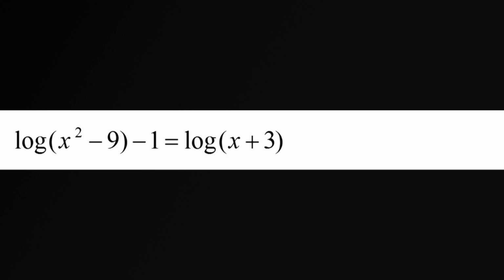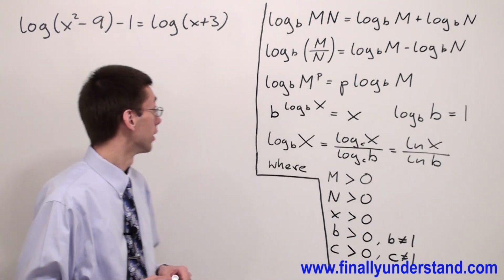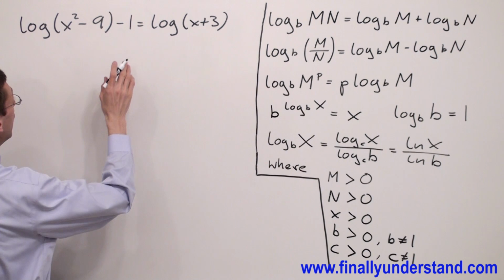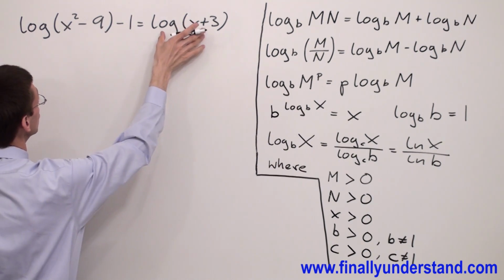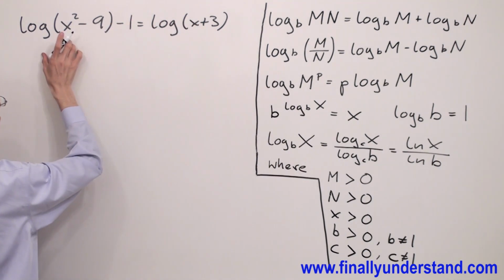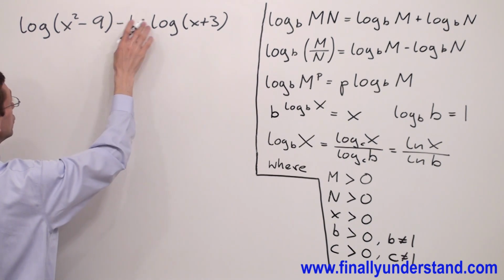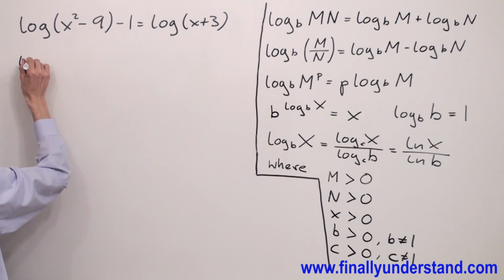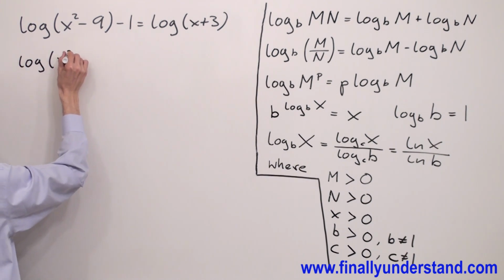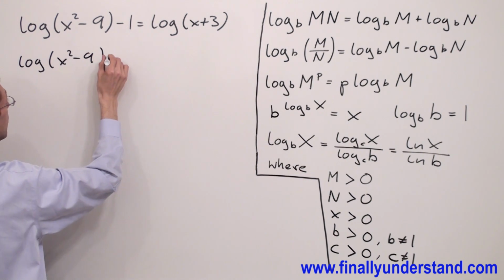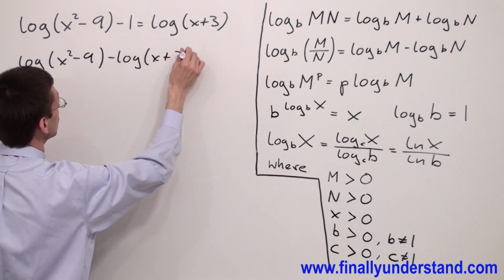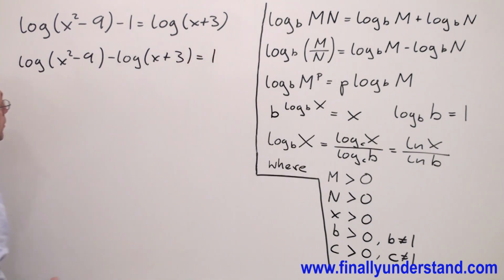There are many ways to solve the problems with the logarithm. Let's take a look at this one. In this case, I would move this logarithm to the left side and 1 to the right side. So let's take a look at what I'm going to have. Logarithm of x squared minus 9 minus logarithm of x plus 3 is equal to 1.